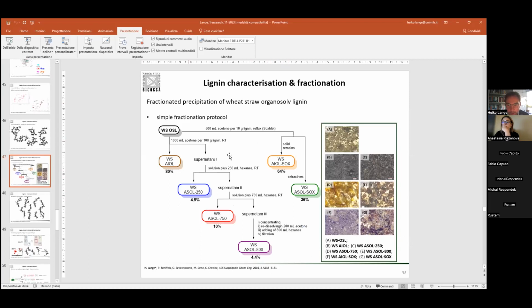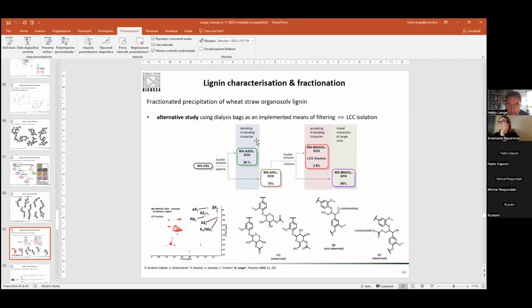So here we played around with different mixtures of acetone and hexane, for example, in order to stepwise reduce the polarity of the solvent system. For the next approach, we played around with the H-bonding character of the solvents that we use, so a donor instead of an acceptor. The acetone would be an acceptor, then if we use methanol, we go for a donor. So that gives you different types of interactions with the lignin molecule, and you separate.